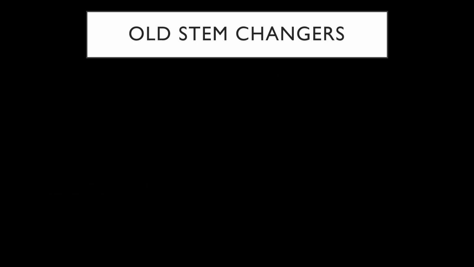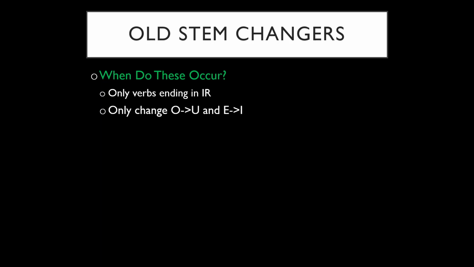Stem changers in the preterite work differently than in the present tense. In the present tense, any stem changing verb was altered in all forms except for the nosotros. In the preterite tense, there are no stems changed for AR and ER verbs. If we remember our common categories of stem changers, we have O to UE, E to IE, and E to I. In the preterite, O to UE will only change from O to U, and E to IE will only change from E to I.